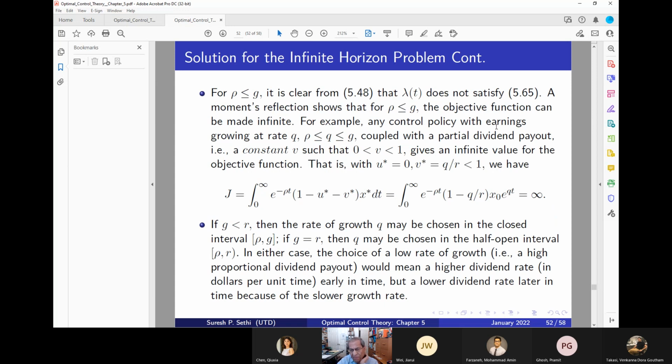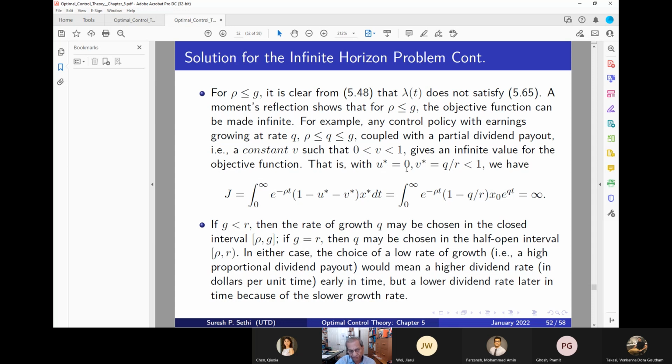For example, any control policy with earnings growing at rate Q, where Q is between rho and G, coupled with a partial dividend payout, will give you infinite value of the firm. It's like this. Take e to the minus rho t times 1 minus U star minus V star, and we can assume U star to be 0 and V star to be Q by R, then this will go to infinity because rho is less than Q, and Q is going faster. So any dividend that grows faster than rho will give you infinite value of the firm.